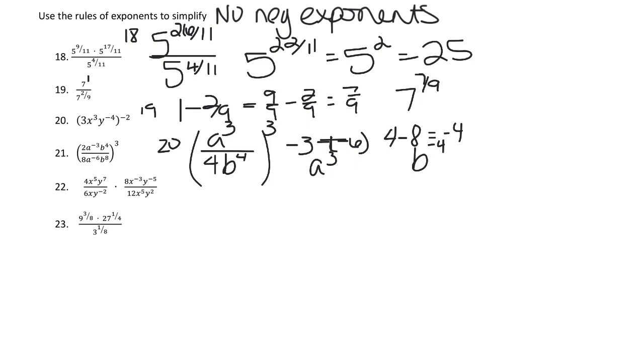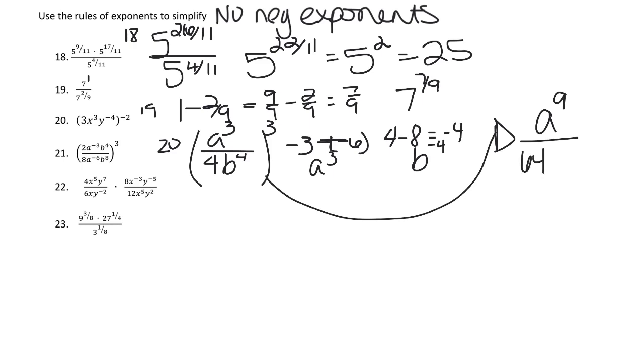So we get, all the way over here, a cubed to the third is a to the ninth. 4 cubed is 64. And b to the fourth cubed is b to the 12th. I'm sorry, that was number 21. So let me do number 20 now.